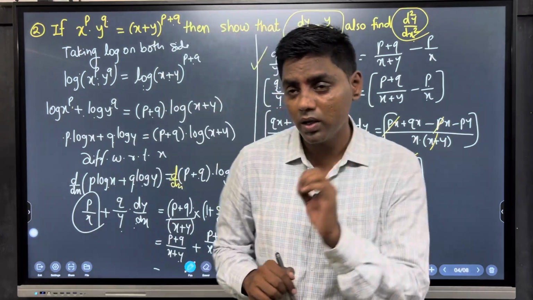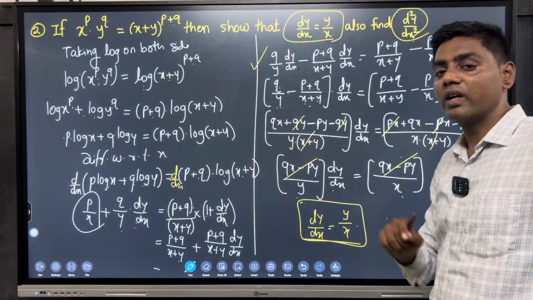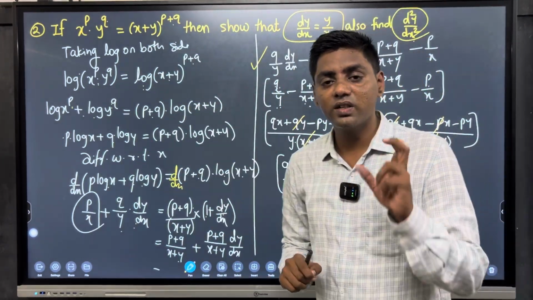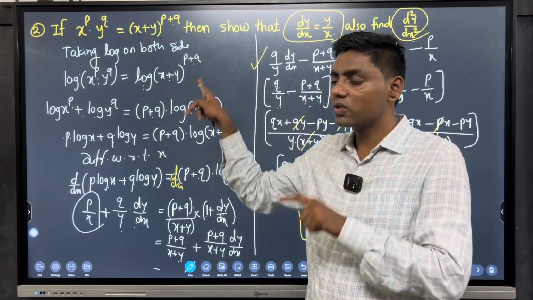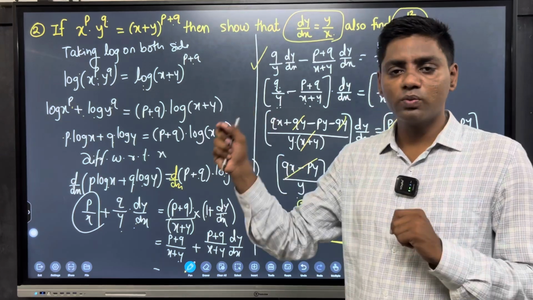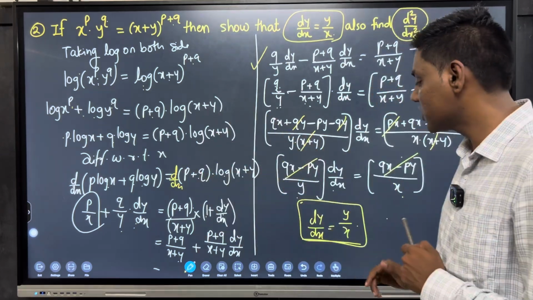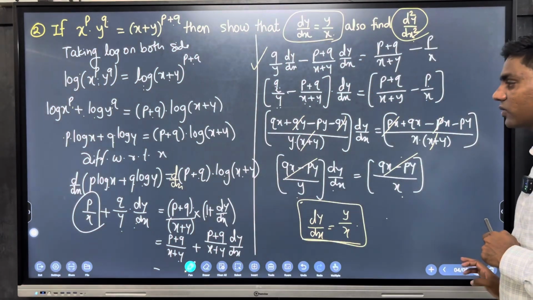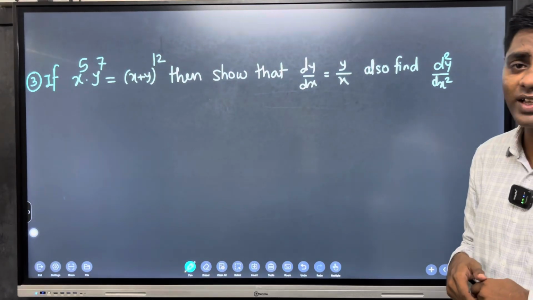And we also solve d square y upon dx square, and there is also one question: what is the differential equation in second order for this question? This is also completed. Okay, if you understood both questions you can solve the next question, and this is the next question. So write the next question.